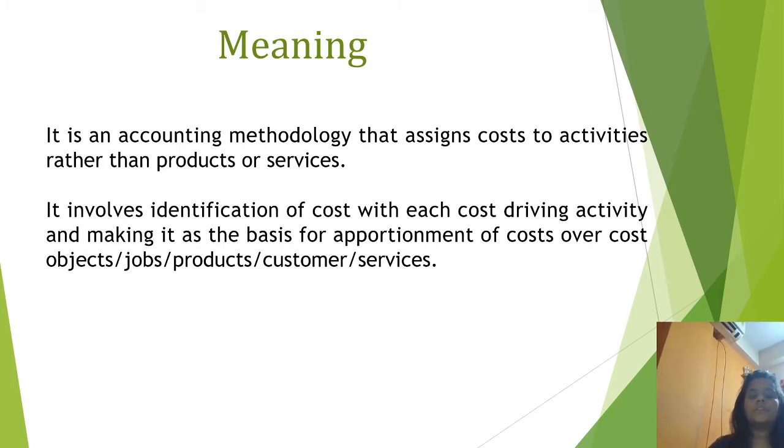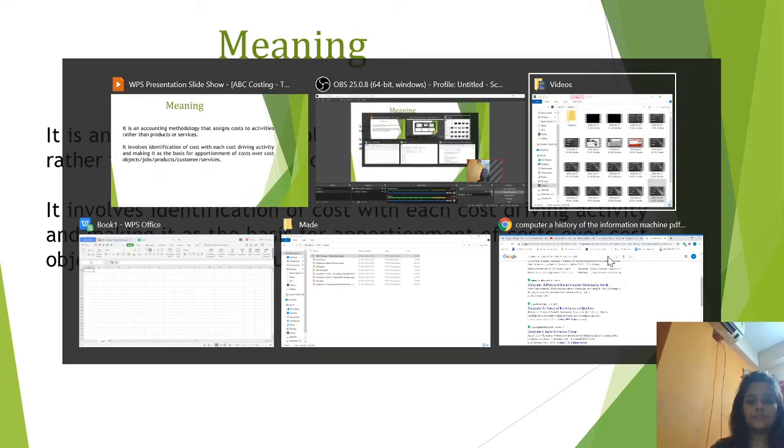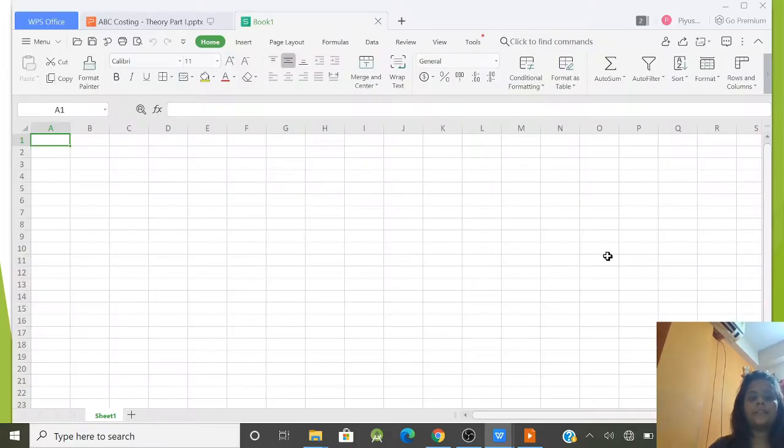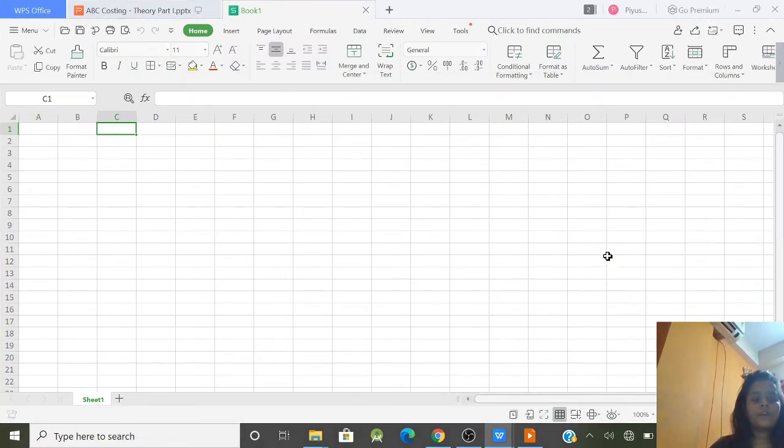It is an accounting methodology that assigns costs to activities rather than products or services. It involves identification of cost with each cost-driving activity and making it the basis for apportionment of costs over the cost objects: job, product, customer, or services. Now, what do we mean by this? Suppose a company manufactures two products, A and B.